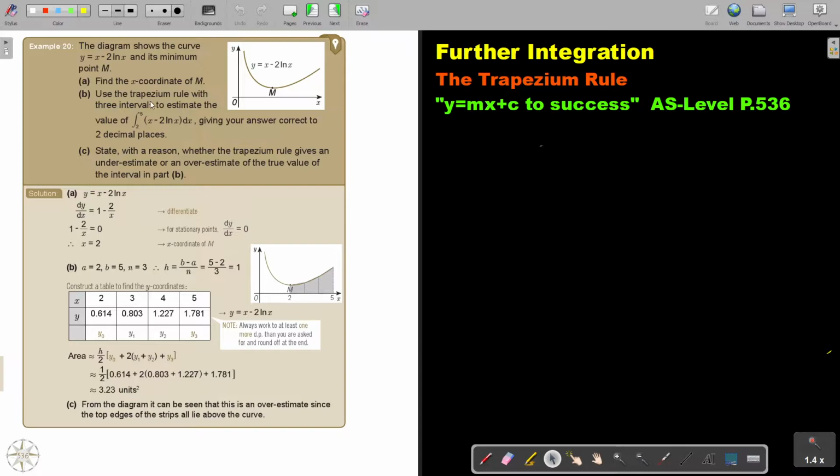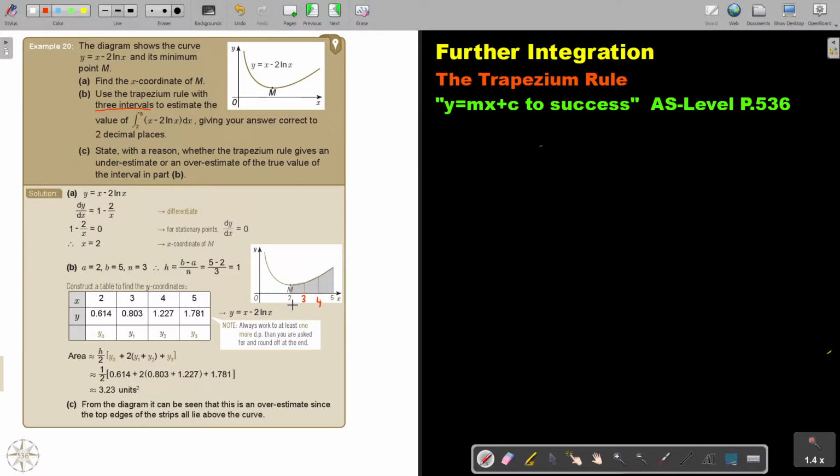Now, use the trapezium rule with 3 intervals. That's very important. They will tell you. To estimate the value of this, giving your answer correct to 2 decimal places. Okay, so if I'm starting, I like to make a table. You can do that on the graph just to help you. You can say this is 2, this is 3, this is 4. That will work because then it's 1, 2, 3.